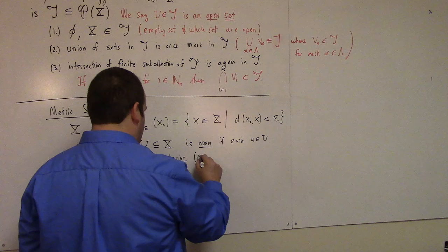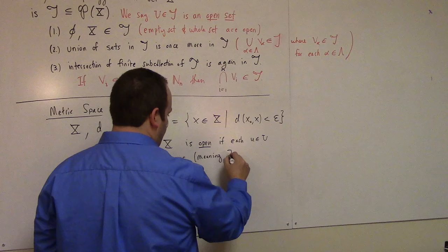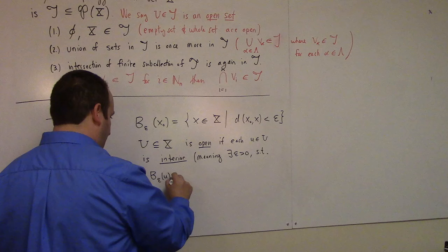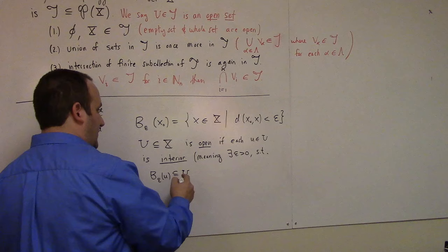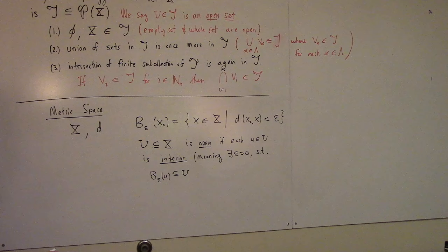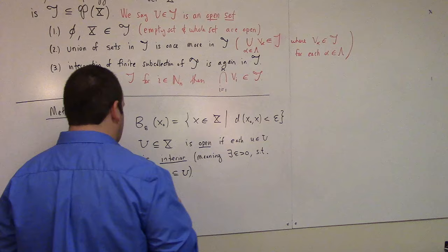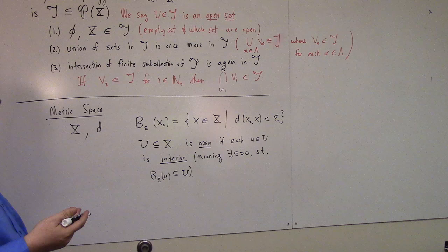There exists an epsilon. Right, there exists some epsilon greater than zero, such that what? The epsilon ball of U is a subset of X. Subset of U. I mean, it's interior to the subset, right? U. So that's what it means for a set to be open in a metric space, right? And we also said that, I'm trying to think here, okay, so, agree? That's just a brief reminder.